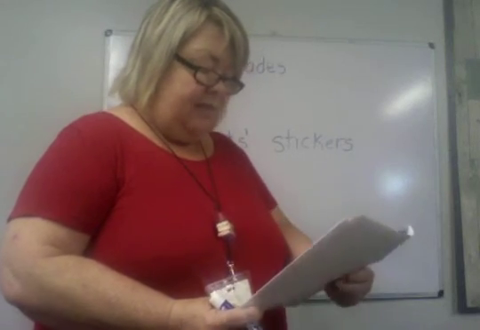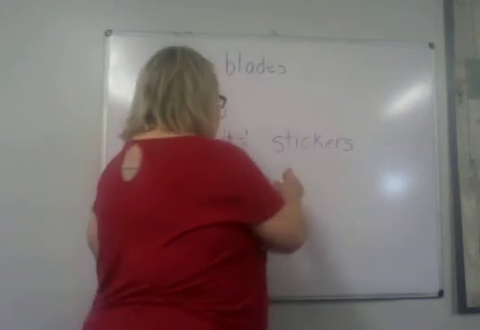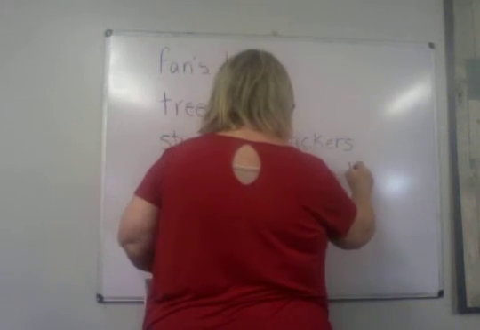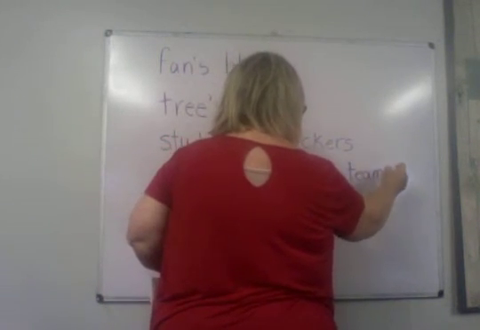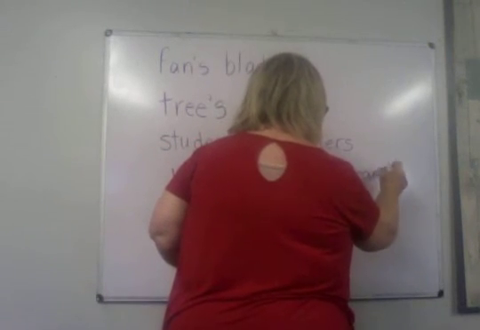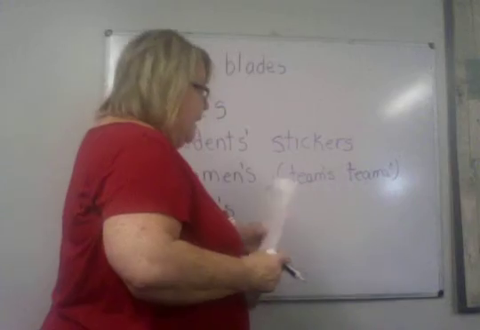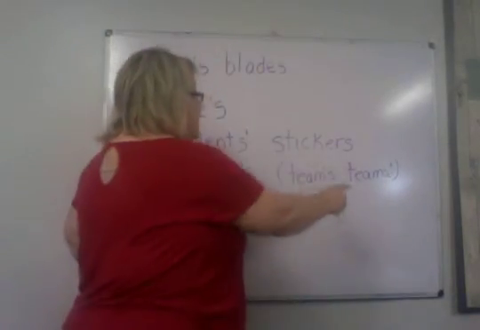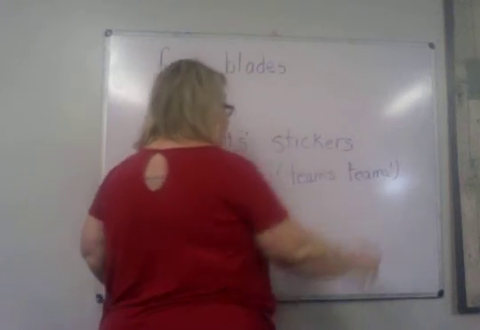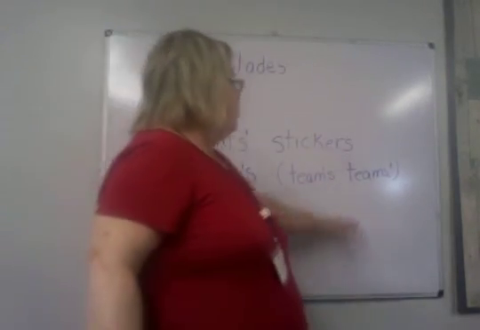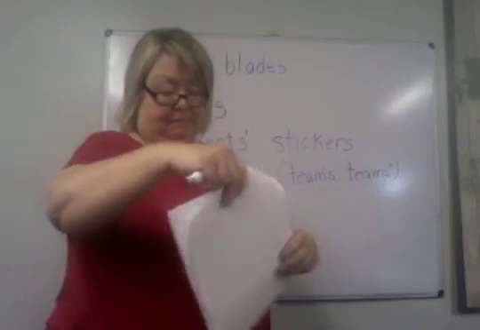Number 6 says the team's players. Well, it's got teams like this, and it has teams like this with the S after, the apostrophe after the S. It's more than one team because it says it's plural, so it's going to be this one with the apostrophe on the end. This would be belonging to one team. This belongs to more than one team.